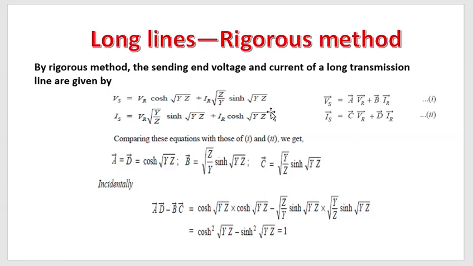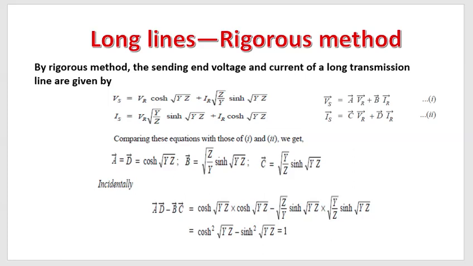We have to compare these two equations with equation number 1 and equation number 2, and after comparison what we see is the value of A is equal to value of D, which are cosh of under root of yz, and the value of B is under root z over y sinh of under root yz, and the value of C is under root y over z sinh of under root yz, and the other property is AD minus BC will be equal to 1. Hence, our both properties have been verified here.